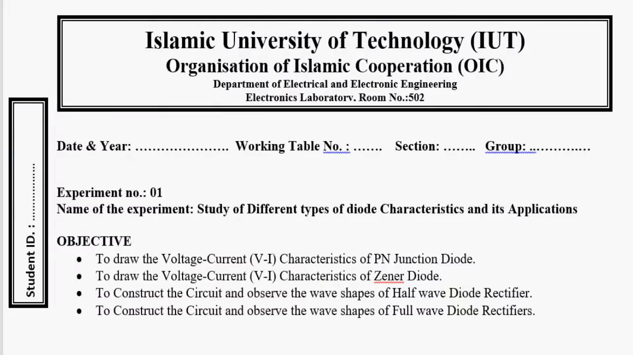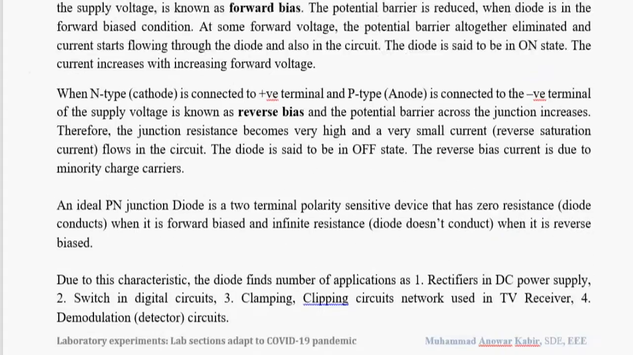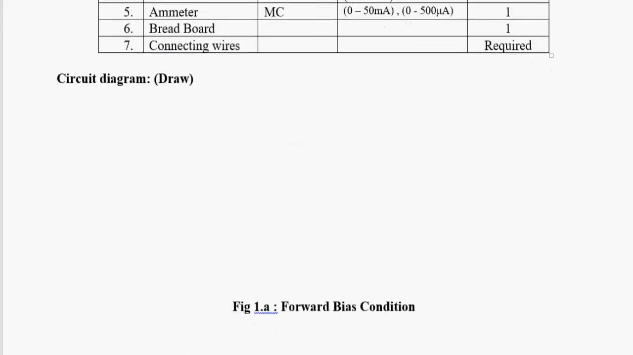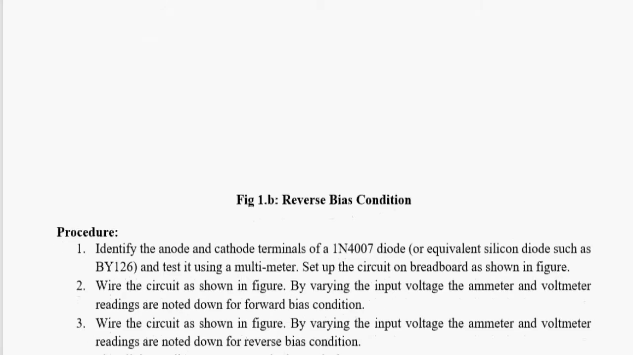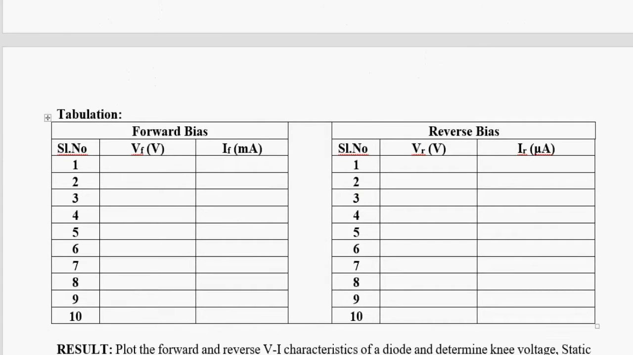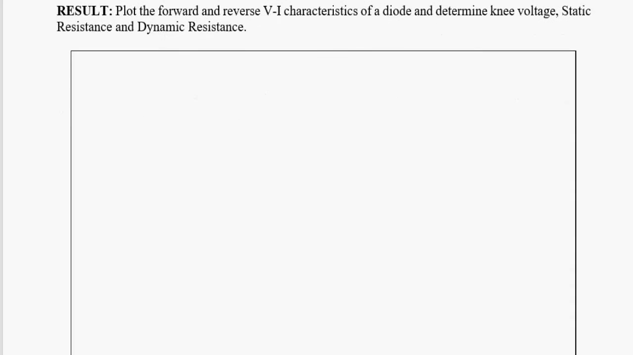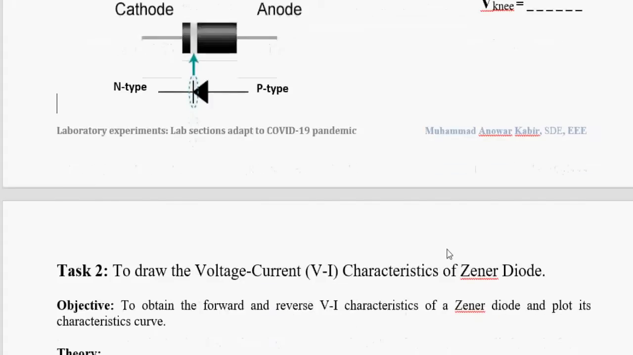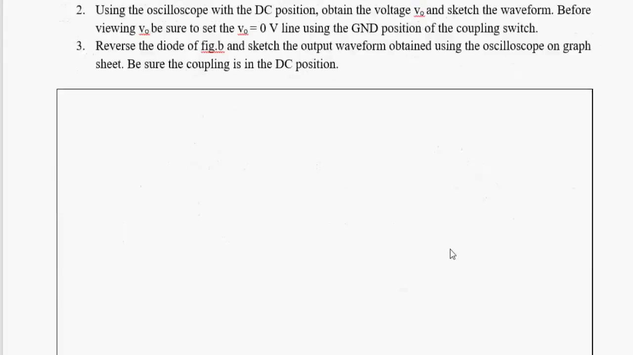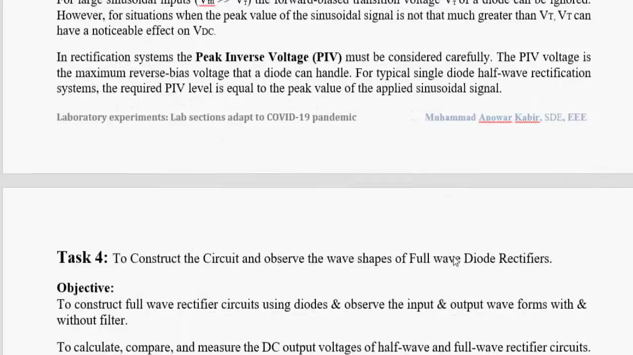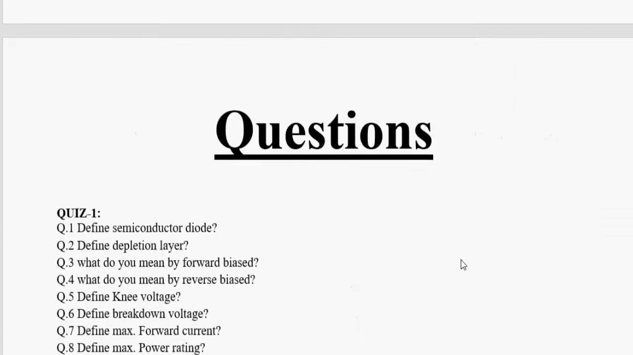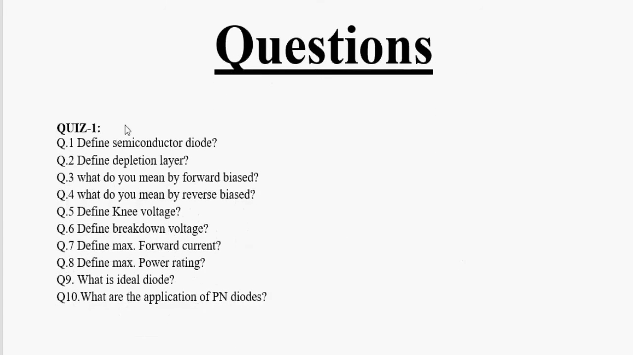This is your lab sheet. Apparatus required, circuit diagrams, working procedure, data table, result and discussion. You have to draw curve here. Also, you have to answer some questions in your lab sheet. For task 1, you have to answer these questions.